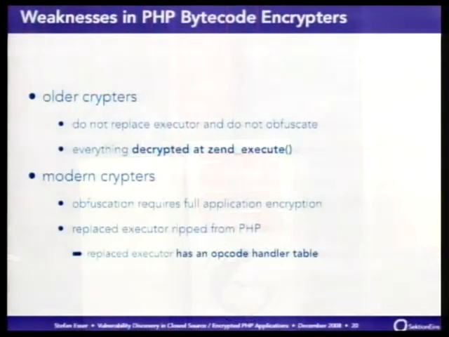Therefore I searched for weaknesses within the current bytecode encryptors. Like I already said, in the older cryptors you had a hook of the compile function, and this hook just decrypted all the bytecode and then gave it to the original execute function, and the bytecode was executed by PHP. The problem with that is that at this point the bytecode is completely decrypted, so you don't need to do anything anymore. You just hook the zend_execute function and you get the decrypted bytecode for free, so you can do anything you want on this bytecode after that.